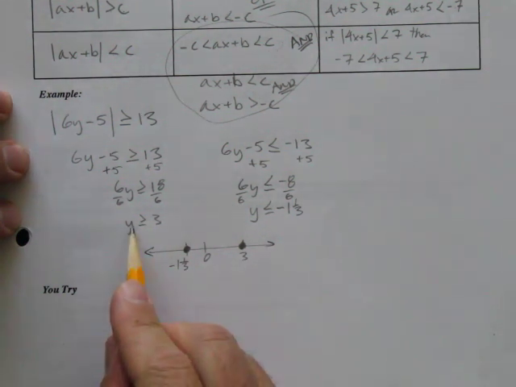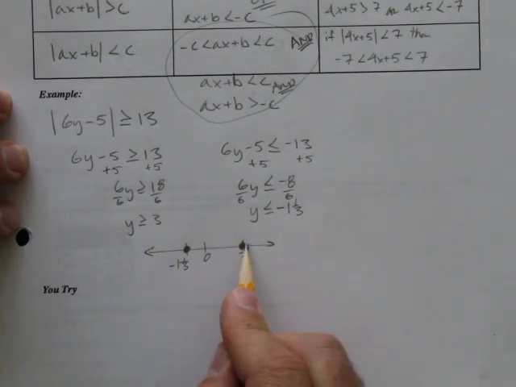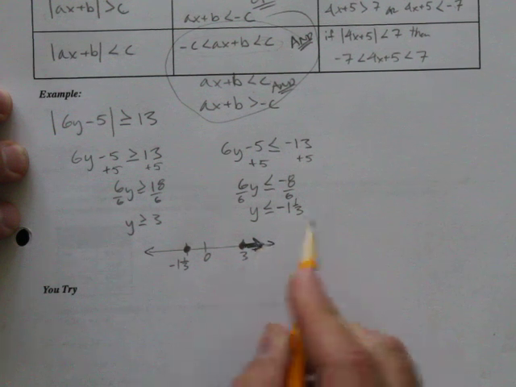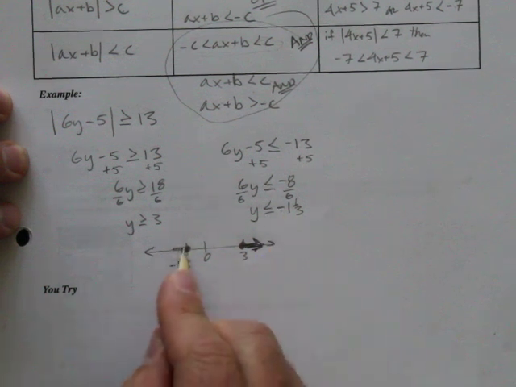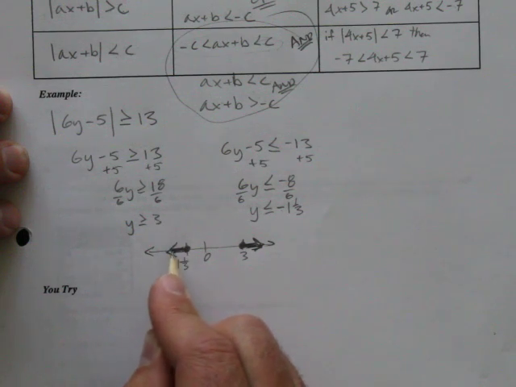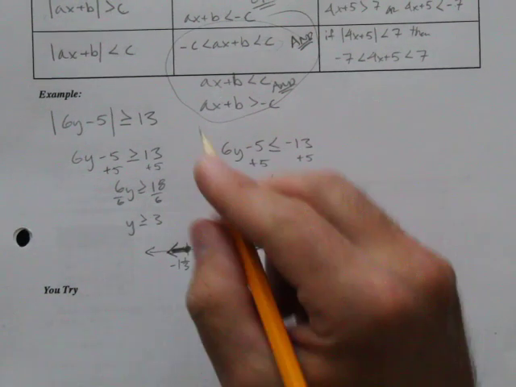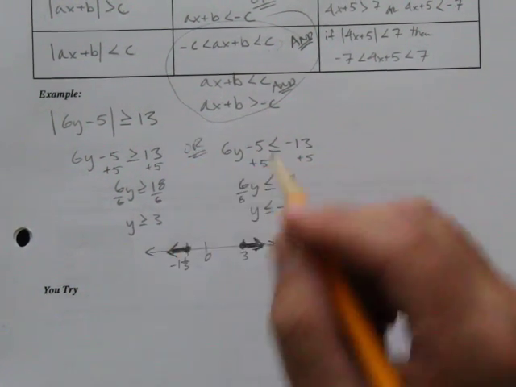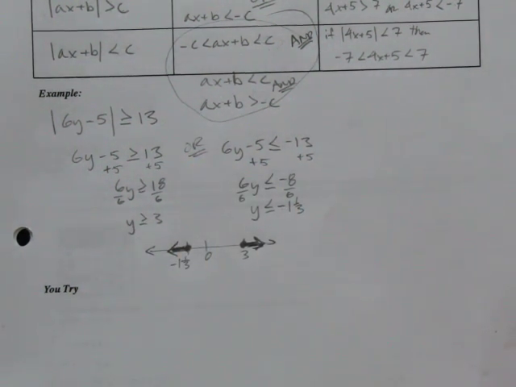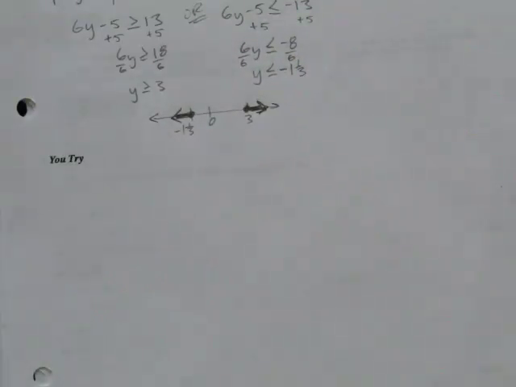Y is greater than or equal to 3. Y is less than or equal to negative 1 1/3. So when you've got the arrows going in opposite directions, you know you have OR going on, because the arrows are going opposite directions. Now let's do a try.